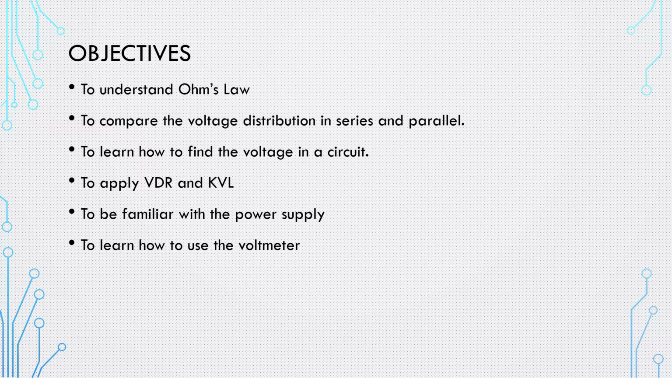So if you're given a different configuration of resistors connected in series or parallel or in combination, then we're gonna talk about how to find the voltage in such a circuit. Also, we're gonna learn how to apply VDR and KVL, and most importantly in the practical part is to be familiar with the power supply, how to connect it in a circuit, and we're gonna learn how to use the multimeter to measure the voltage, in which case we call it a voltmeter. So this is what we expect after we finish our experiment.